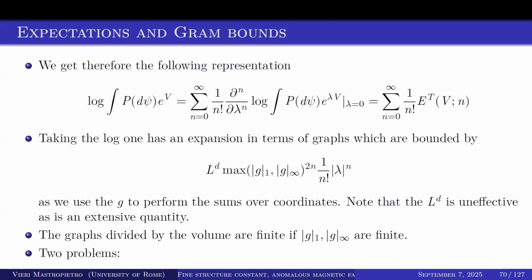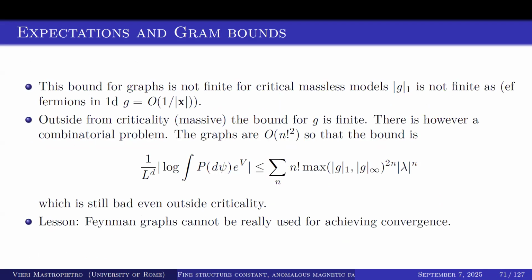Because here we don't have the n, but this is a single term. Then we have to sum, to multiply over. So the bound is this: factorials, max, and lambda to the n. The volume I eliminate because I divided it. It's correct with the normalization.